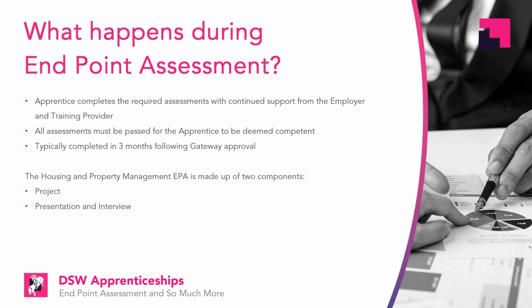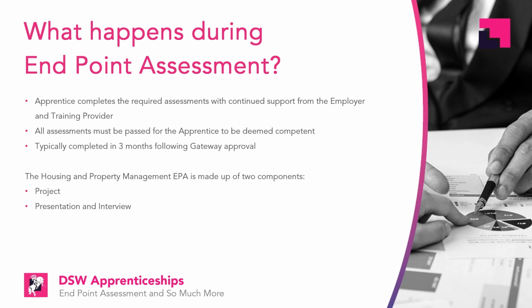On successful completion of all endpoint assessment activities, DSW will request the apprentice's certificate from the Education and Skills Funding Agency. This will be sent to the employer's address marked for the attention of the apprentice. It can take up to 8 weeks for certificates to arrive.